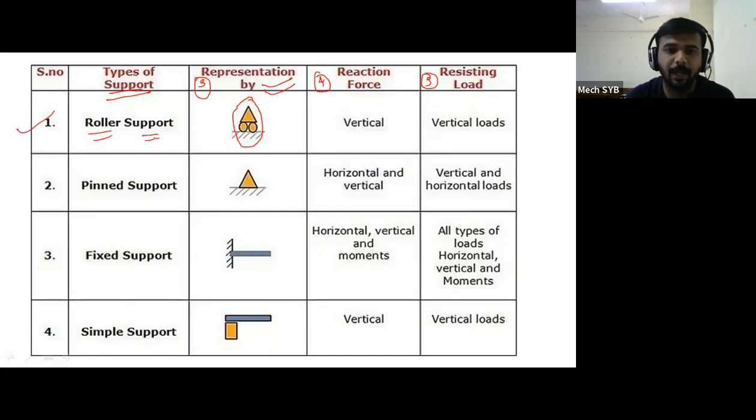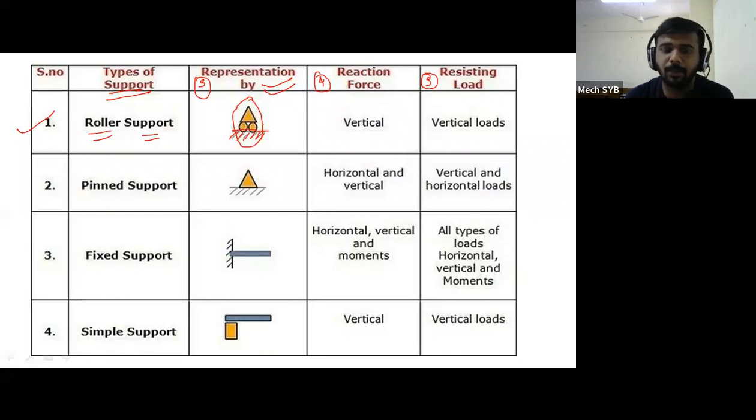Because if you see the figure of the support, one triangle is there, and below that triangle two rollers are there, and below this particular roller some hatching lines are there at the bottom side. That means it represents the fixed side. Exactly at the bottom side there are hatching lines, meaning it is fixed, and above these hatching lines one roller is there, and above this roller one triangle is there.